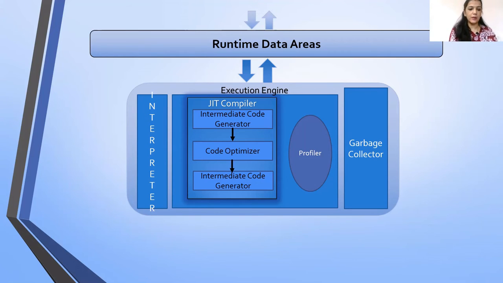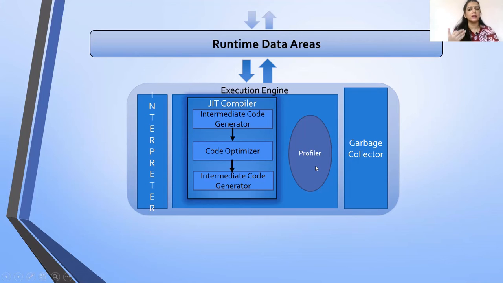So the entire Java program needs to be interpreted at least once, and the JIT compiler will come into the picture only if any method is called repeatedly in the code. To identify whether a particular method is called multiple times or only once, that is, whether it is a hotspot method or not, a hotspot method is nothing but a method which gets called a number of times. In order to identify such hotspot methods, the profiler is responsible. So the profiler will take care of all those things.